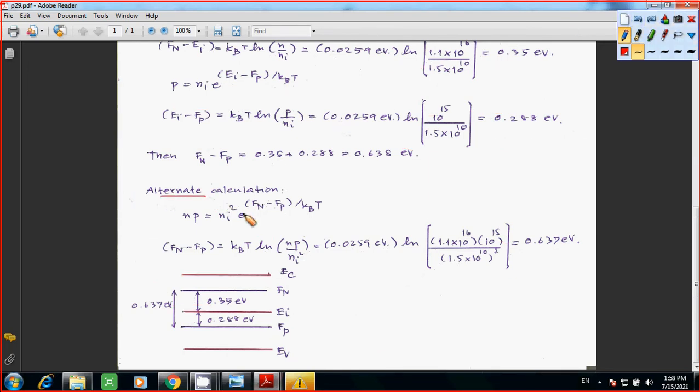You can also do an alternate calculation simply by multiplying n and p together. That gives you ni squared times exponential of Fn minus Fp over kBT. And you get the exact number to be 0.637 electron volt for the gap between Fn and Fp. So this is your energy band diagram. You have Ec, you have Ev, you have Ei at the middle of the band gap energy, and your Fn is 0.35 electron volt above Ei, and Fp is 0.288 electron volt below Ei.